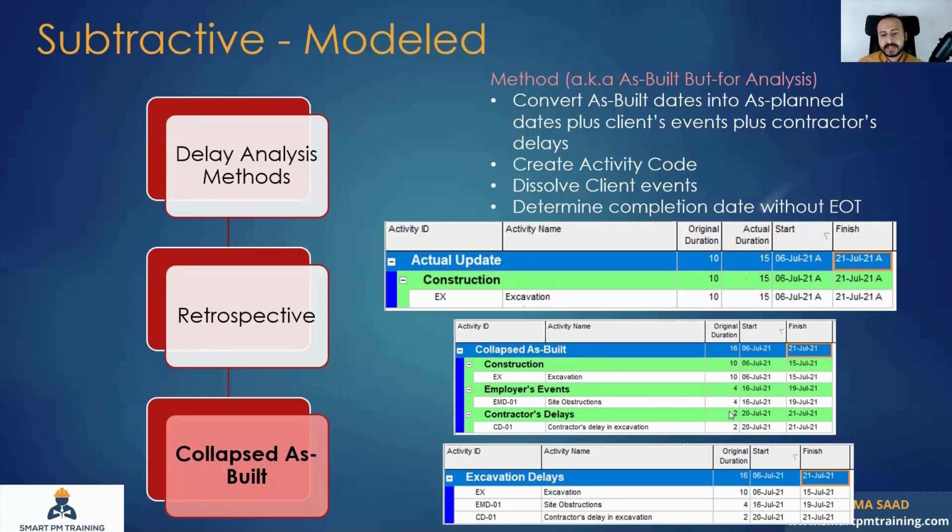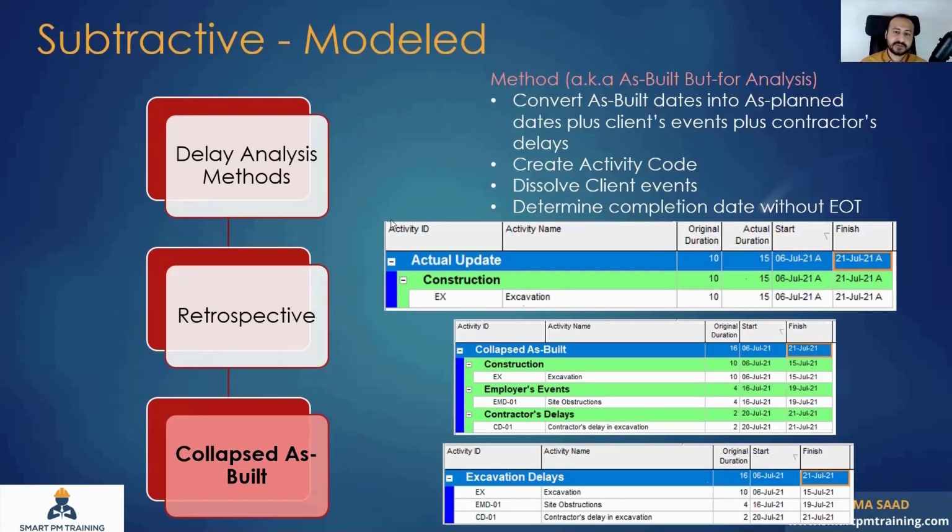And here, sometimes because of the calendar, sometimes I have 5 days additional, but I had to create 2 activities to represent the delays, but they are all 6 days. It's fine, as long as at the end you match the completion date of this particular activity. We added new activities. We show the employer's events. So that's why it's a modeled delay analysis, and also it's subtractive.